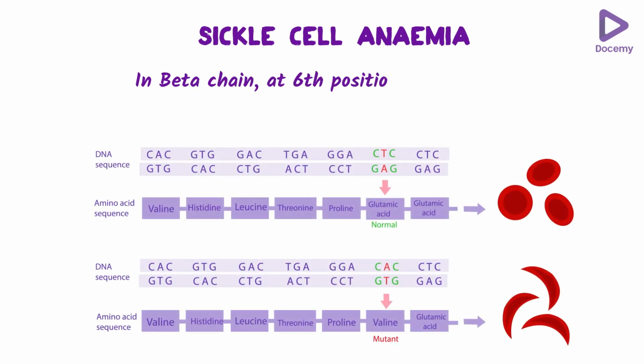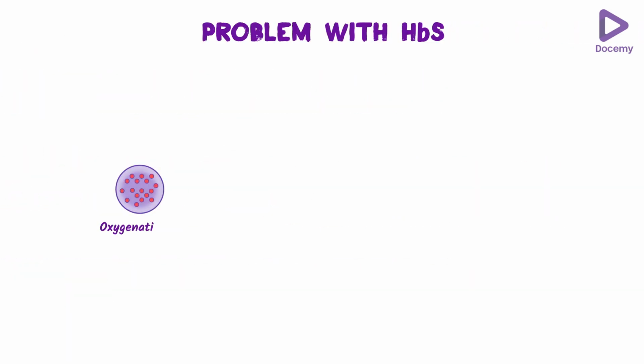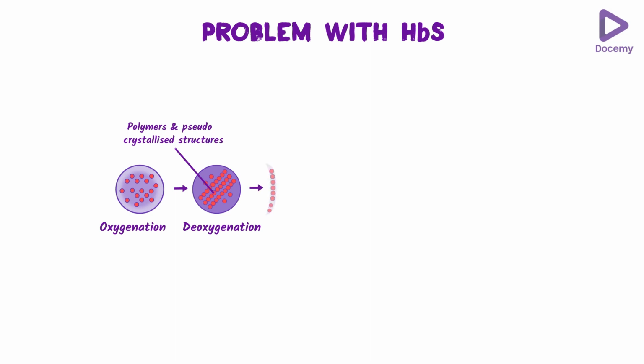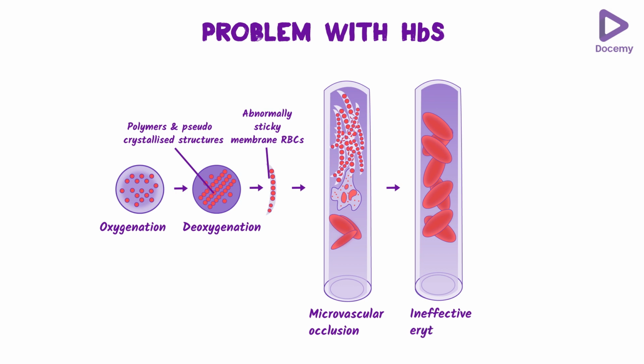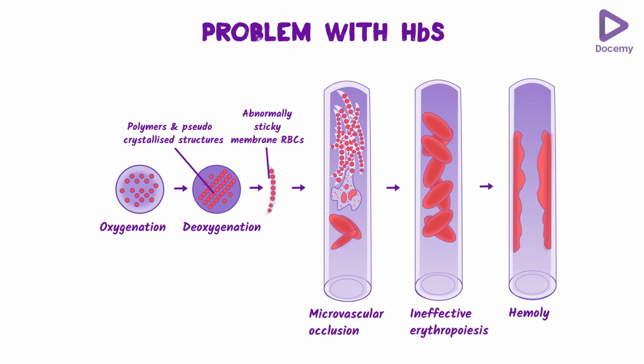So basically this is an autosomal recessive disorder in which the beta chain 6th position glutamic acid is replaced by valine, producing HbS. The problem with HbS is that on deoxygenation it can form polymers and pseudocrystalline structures, producing abnormally sticky RBC membranes, which can later progress to microvascular occlusion when they pass through small capillaries. Due to ineffective erythropoiesis, this can also result in hemolysis.